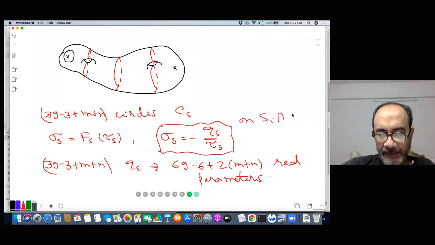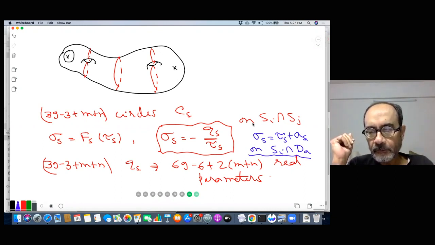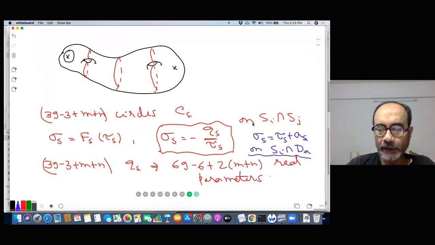You could use this on the intersection of two spheres, and then something like sigma_s equal to tau_s plus a_s on S_i intersection D_l. Again, a_s is two real parameters. So as far as parameter counting is concerned, it gives exactly the same set of variables. So there is a lot of freedom in labeling the moduli space. You basically need these many parameters, and unless you are unlucky and have chosen the parameters in such a way that varying them can be removed by coordinate redefinition, any parameterization of this kind is good enough as far as the local region is concerned. So this is by no means a unique choice.